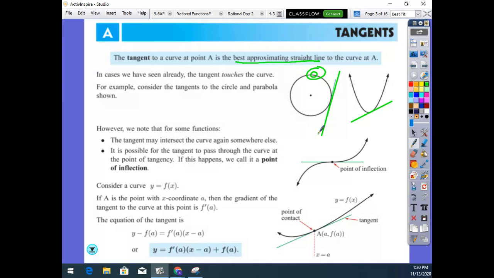Now, if we're just talking about a curve like this one here, it is just going to touch at one point. A tangent line could actually cross through. This is where it's really flattening out here. And we call this tangent line a point of inflection.